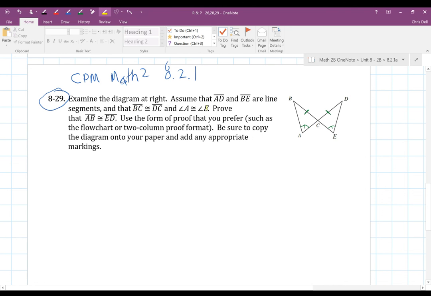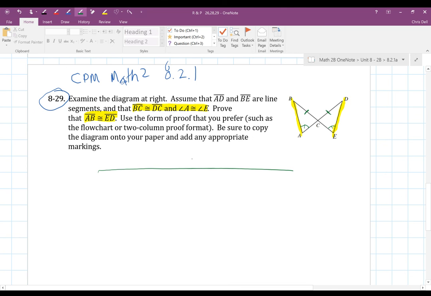In our statements and reasons, we're going to have those as givens. Then it wants me to get down to proving that segment AB is congruent to ED. I want that congruent to that. That's what I want to get to. I can see already that I'm probably going to use a triangle congruence theorem of some sort. So let's look at this and create our two-column proof.